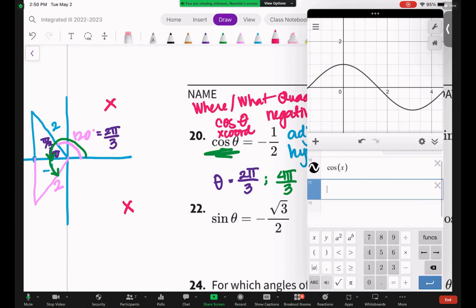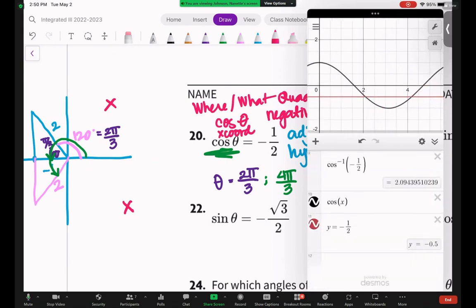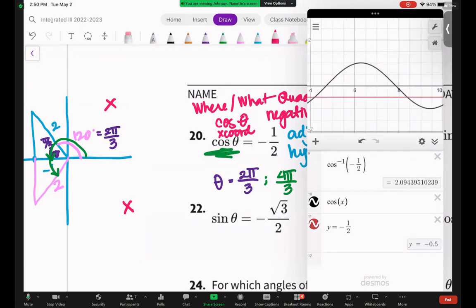I graph cosine theta, and I graph y equals negative 1/2. And you should see your answers here. 2 pi over 3, yay. And 4 pi over 3, yay. And then you look and make sure, oh wait, there's another one, Miss Johnson. And you're like 8 pi over 3.